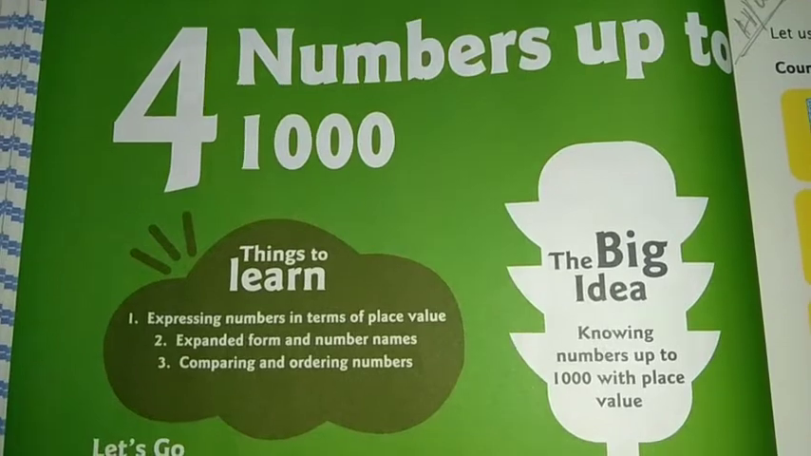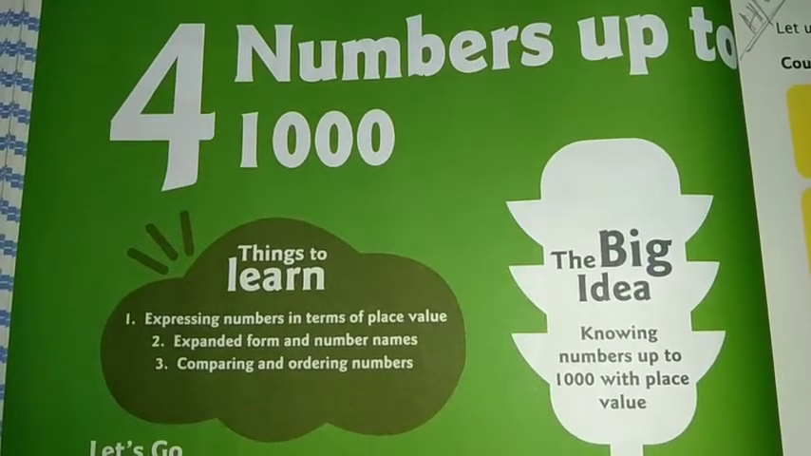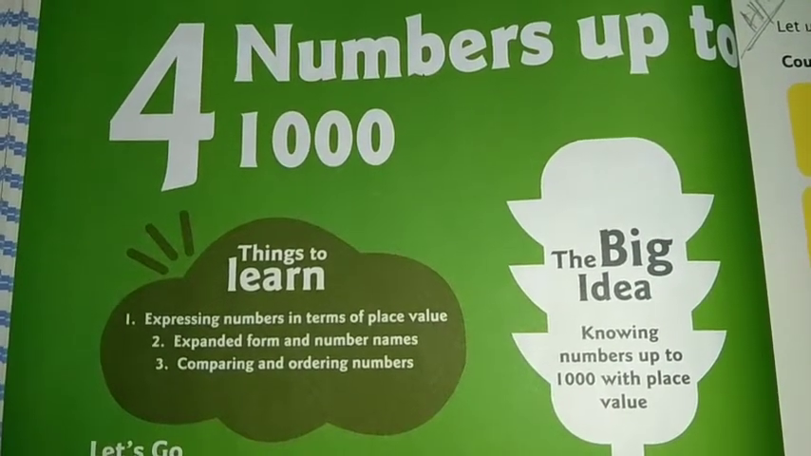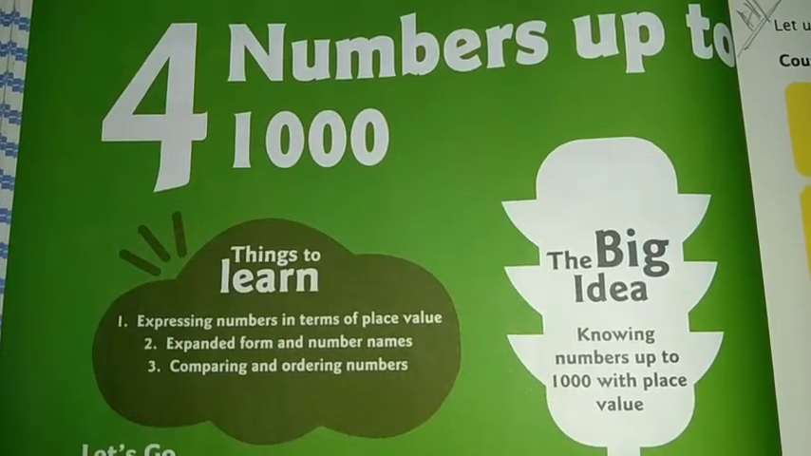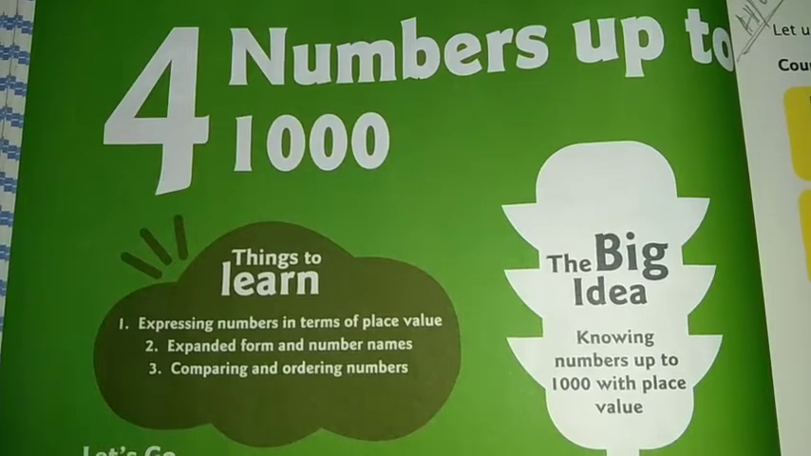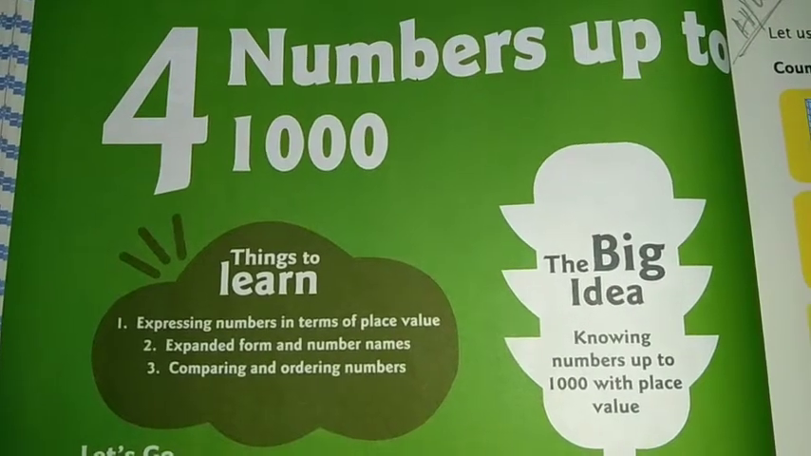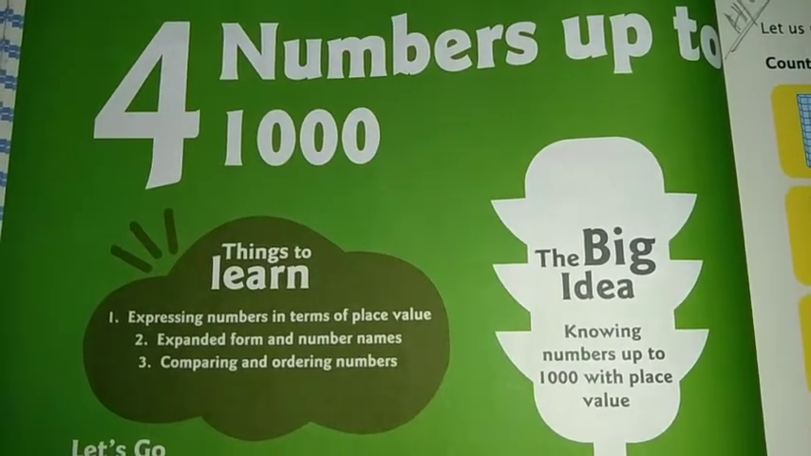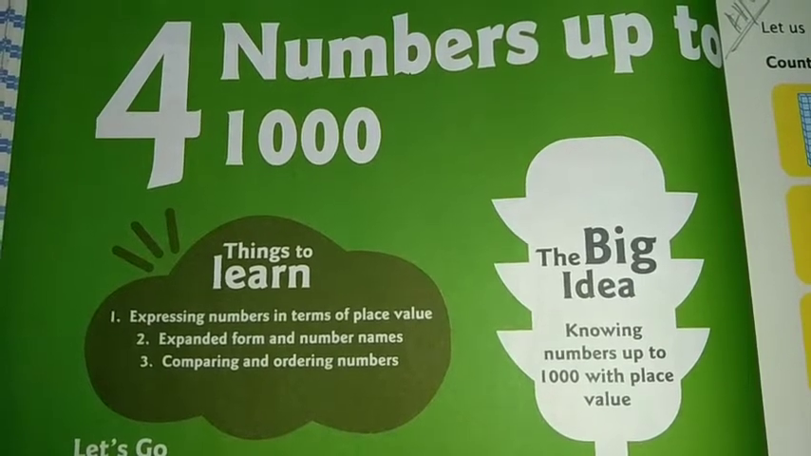Before we start with this chapter, I would like to tell you that you can call this chapter a repetition of chapter 1. In chapter 1 we have done numbers up to 200 and this is numbers up to 1000. There are almost the same type of things in this chapter also.